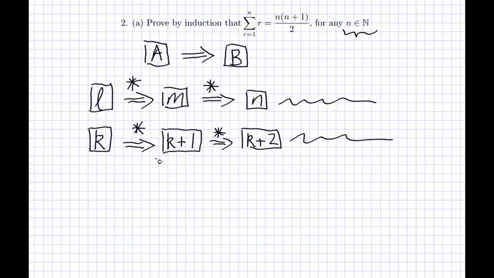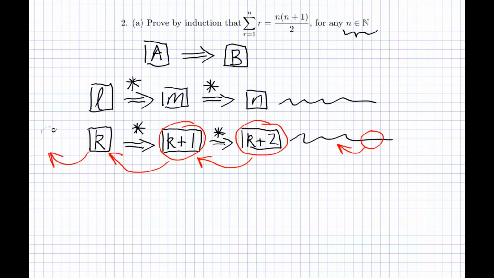The issue is that the truth of this, and the truth of this, and the truth of any number down the list is reliant on the fact that the number before it also had this relation. So this fact is only true for k plus 2 if it's also true for k plus 1. And it's only true for k plus 1 if it's also true for k. But then we don't have anywhere further to go back. So it has to be true for at least one number before induction will actually work.